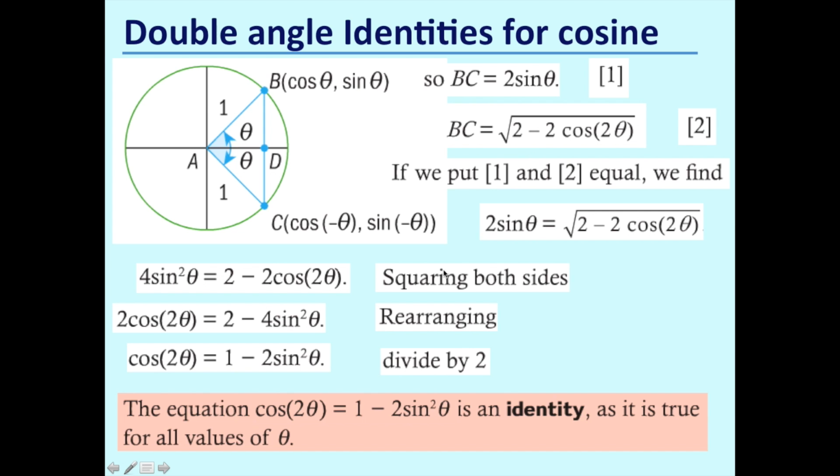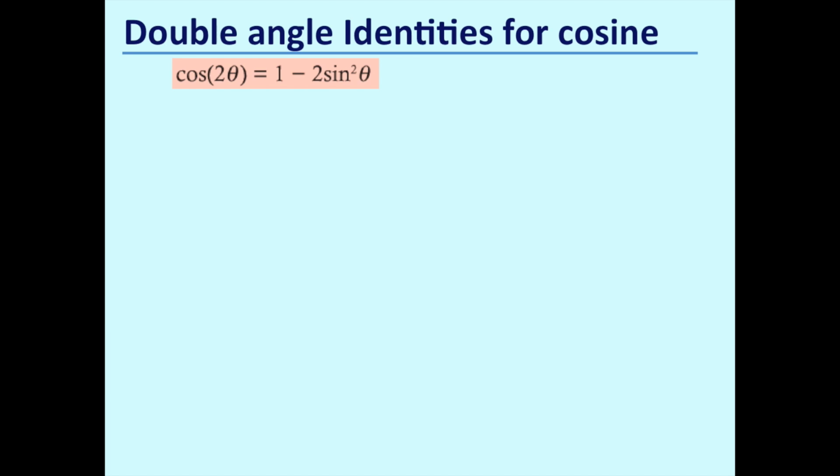Hopefully you can follow that through, but you won't be expected to prove that. So this relationship here, cos 2 theta equals 1 minus 2 sine squared theta, is what we call an identity, as it is true for all of the values of theta. So we're going to have a look now at some different identities for cosine. These are double angle identities for cosine.